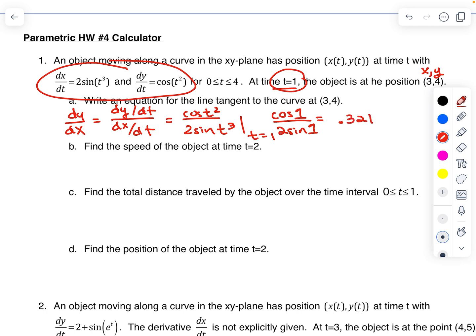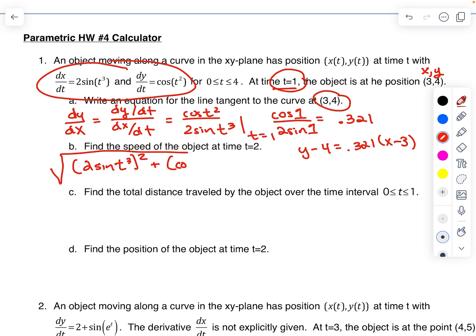So there's my slope, there's my point, so let's write the equation of the line. There's the equation of the line. Okay. Speed of the object, remember, is the square root of dx/dt squared plus dy/dt squared. And we want to plug in 2 for t, so just punch this out in your calculator. 2.084 is what I get.